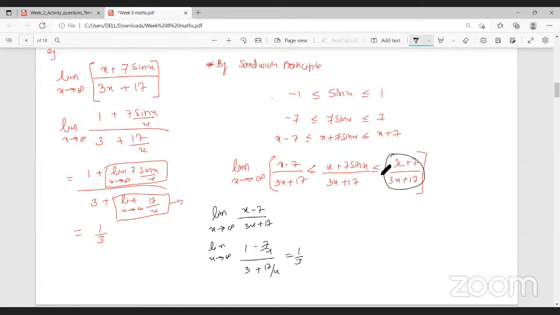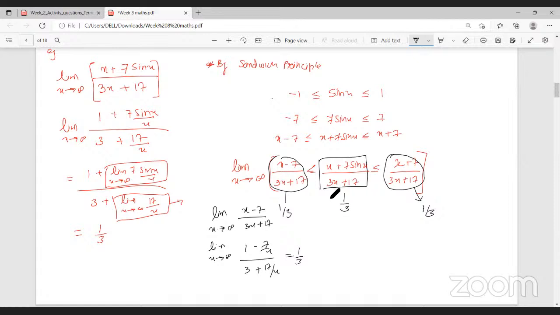And the same for this other function also. We divide it by x, so we get 1 plus 7 by x upon 3 plus 17 by x. If we apply the limit, we'll get 1 by 3. So the limit of the middle one will also be 1 by 3, and by the sandwich principle, we can say the value of this function is also 1 by 3.